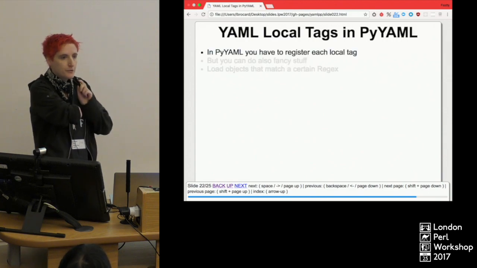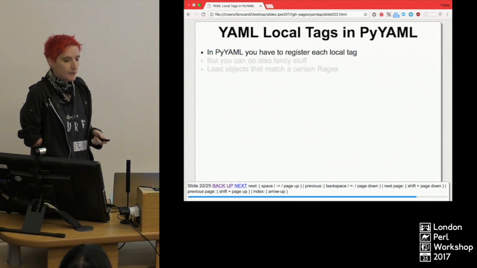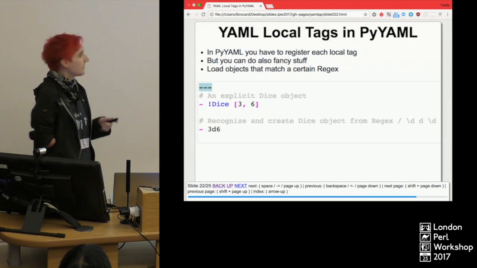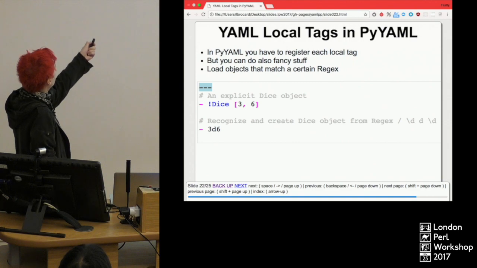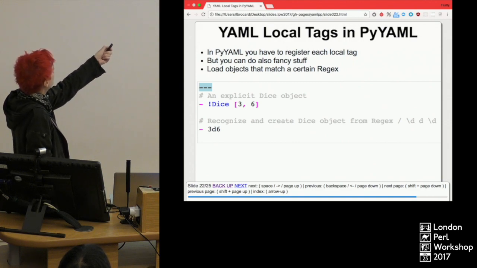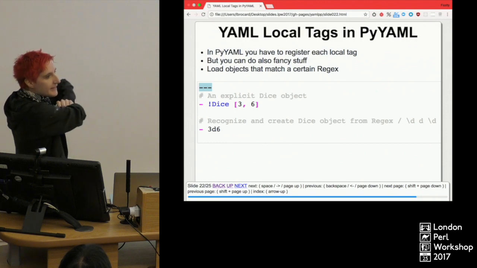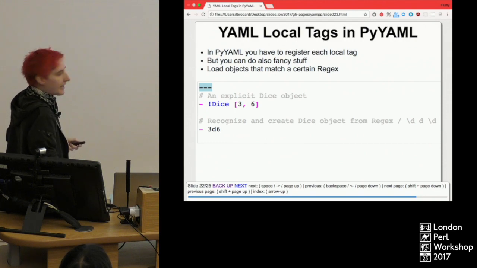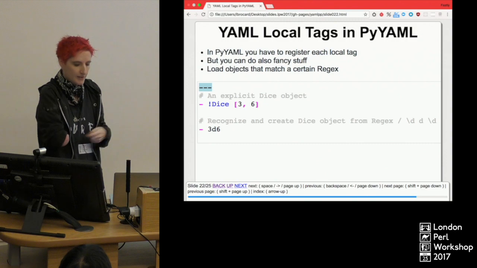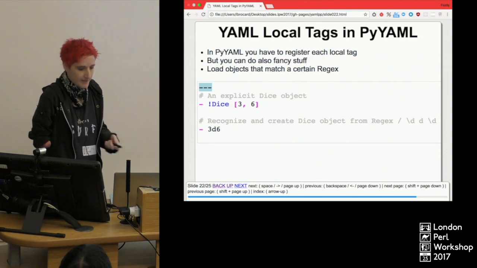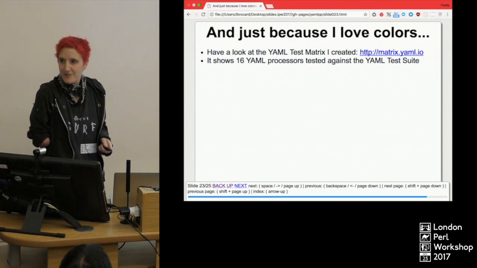In PyYAML, you have to register each local tag, so you can load it into an object. But you can also do some fancy stuff like, so you have this dice object from the sequence, but you can also say if I have a digit and a D and another digit, then it should be automatically loaded as a dice object. So that's very nice. So this kind of stuff should be available to Perl. I mean, it's Perl, right?